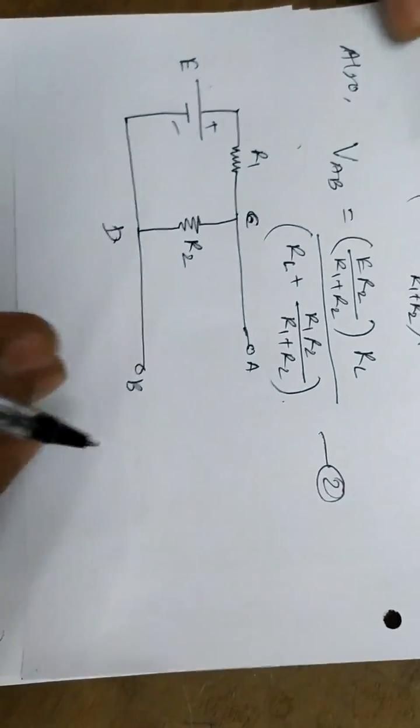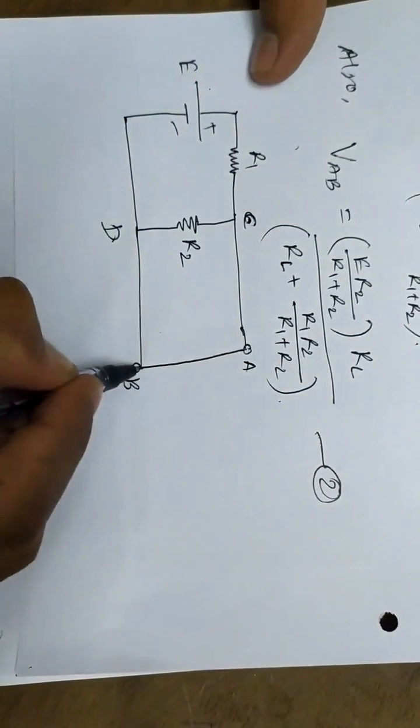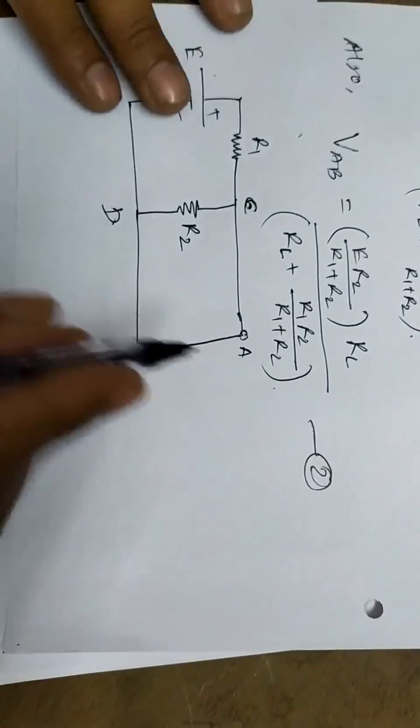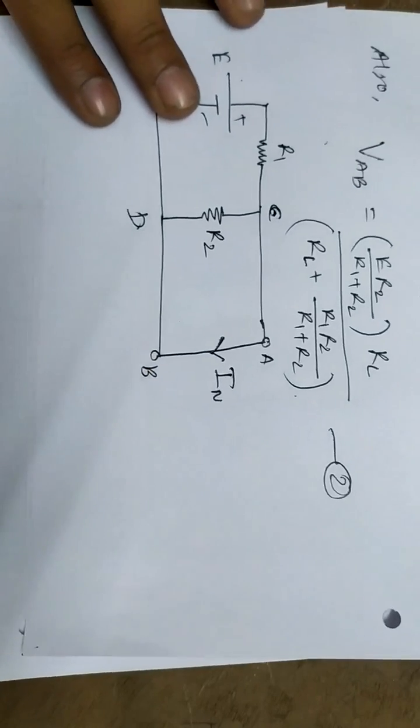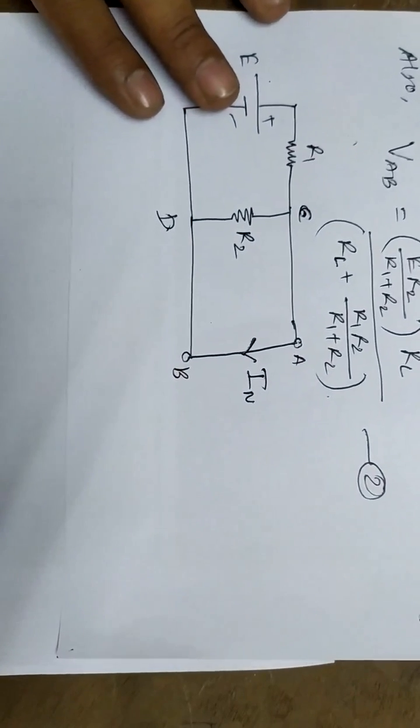Removed. Now short this circuit. Connect it. Short this circuit. The current flowing through this short is represented by IN. Now we have to find out the value of this IN.